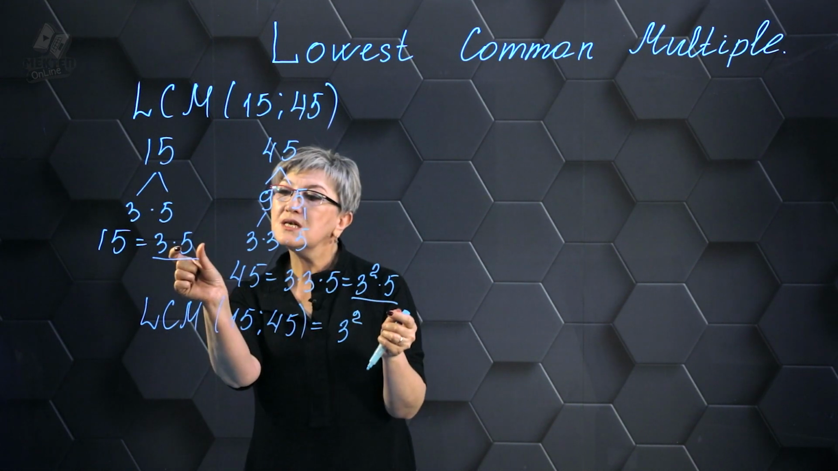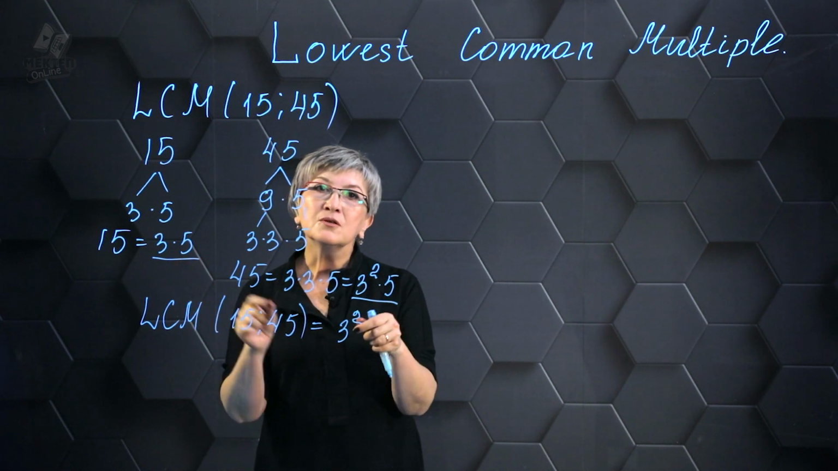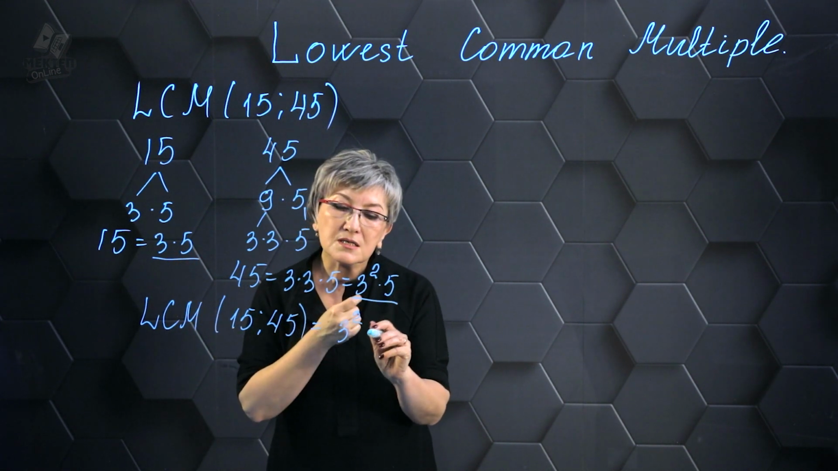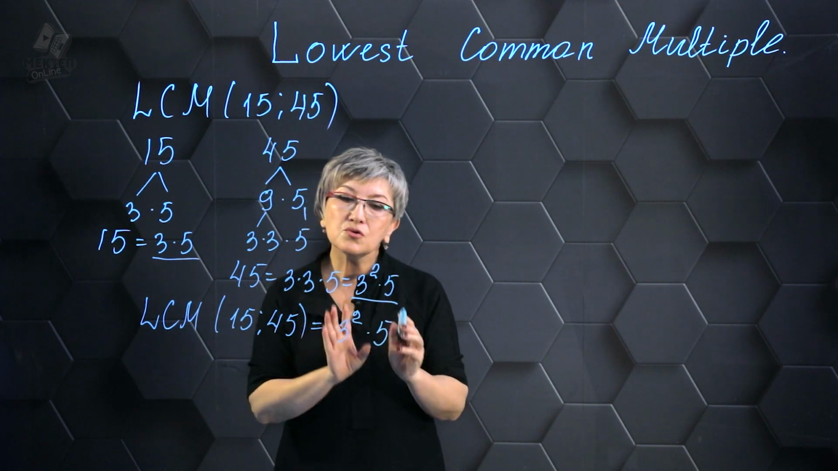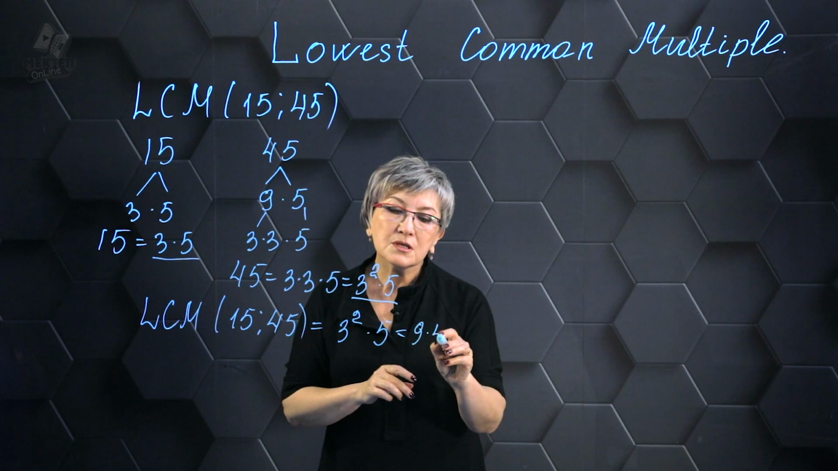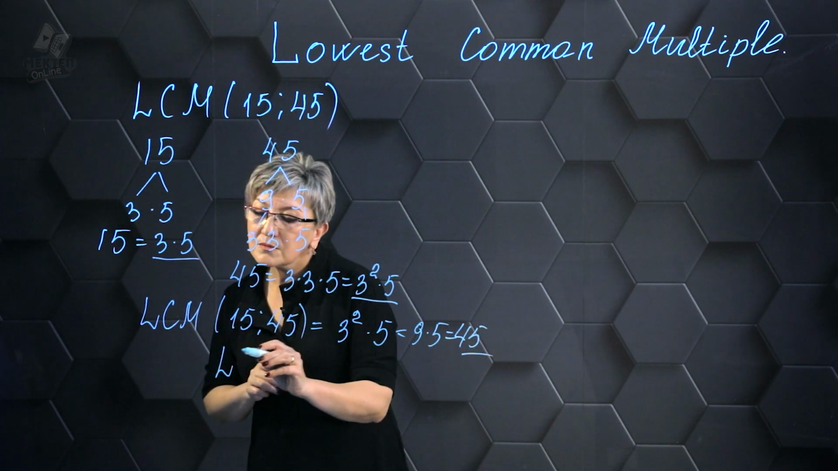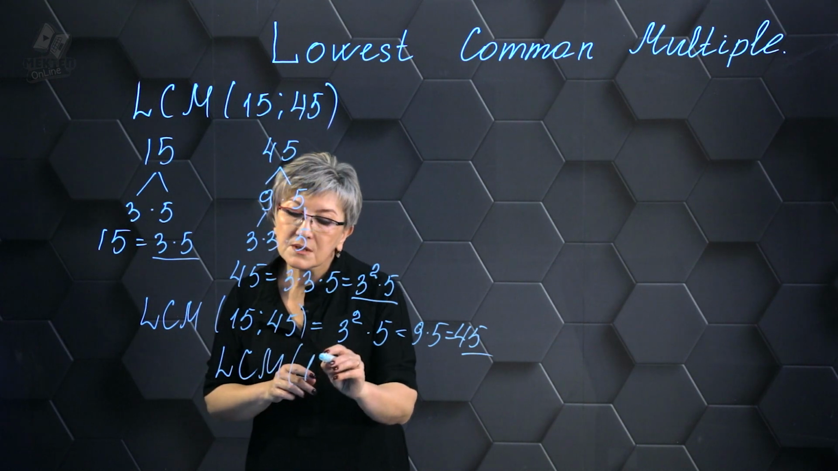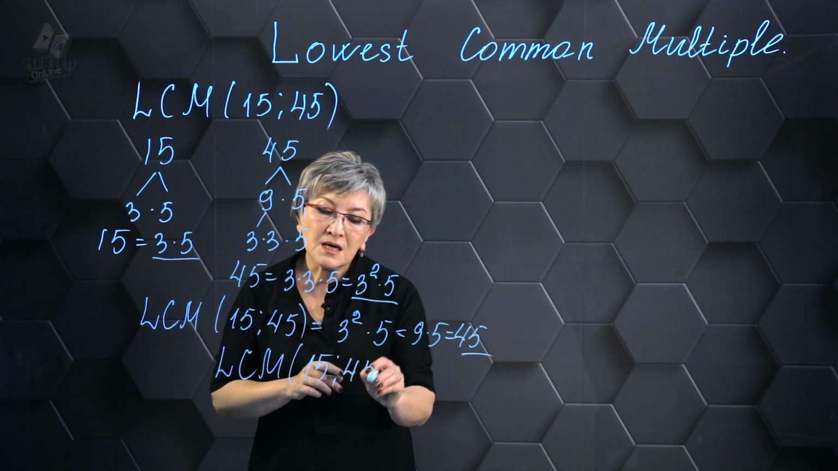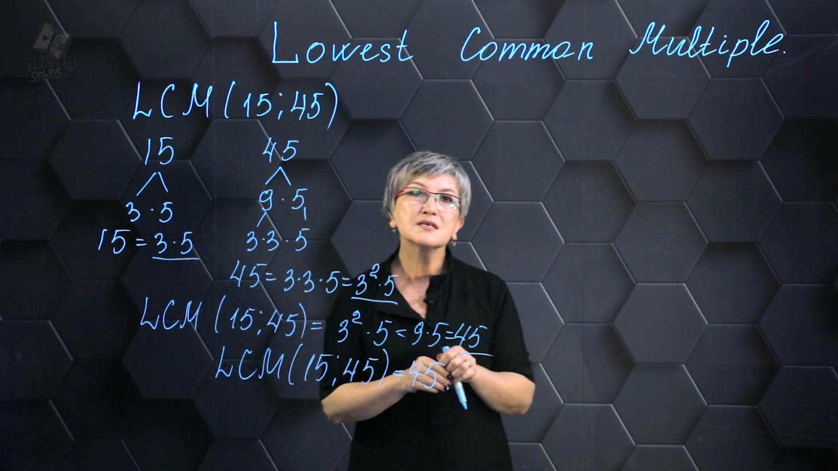Here's a 5 and here's a 5. It is to the first power, so it only appears one time. Therefore I am writing 5. That's it. 3 squared times 5, that'll be 9 times 5, and the result is 45. So the least common multiple of 15 and 45 is 45, as we can clearly see.